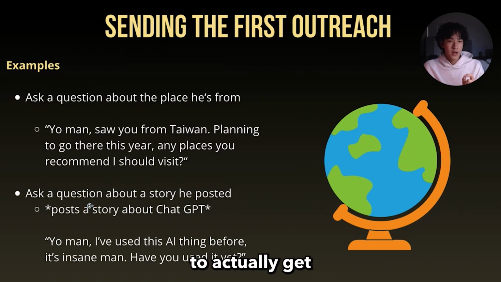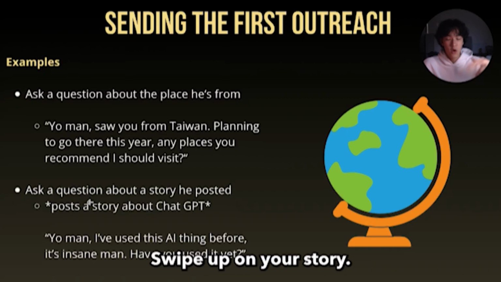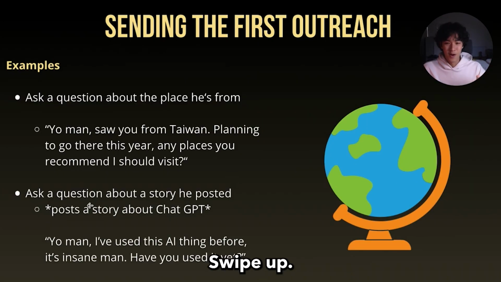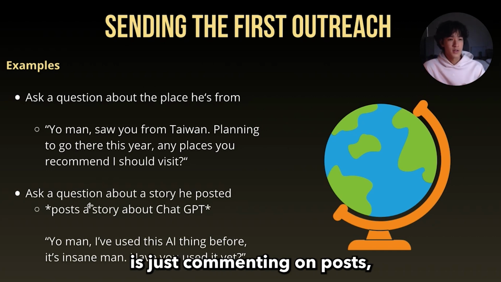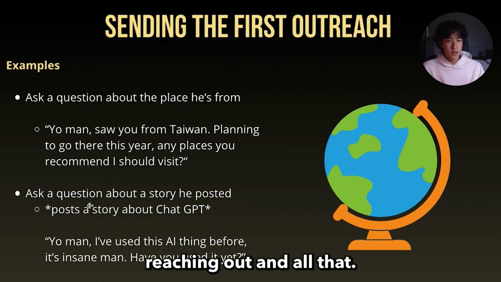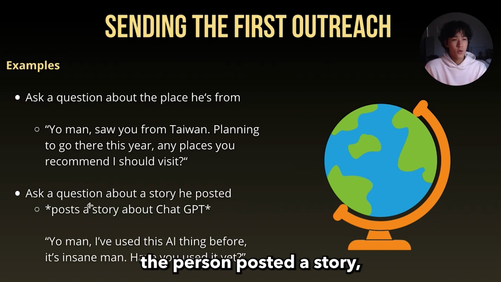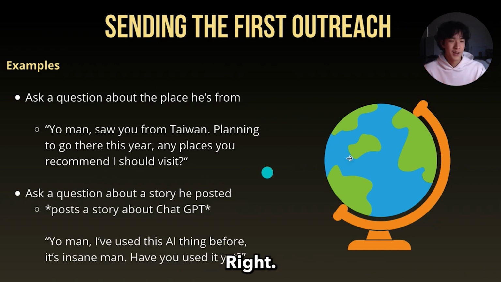Now, this is a great way to actually get into the DMs without them expecting it at all. Swipe up on your story. Swipe up, right? And the reason why is because no other person is doing it. Every other person is just commenting on posts, reaching out and all that. But if you see that the person posted a story, then outreach to them that way, right?